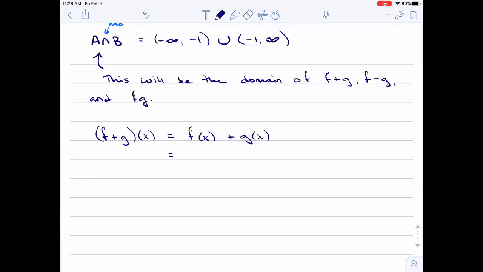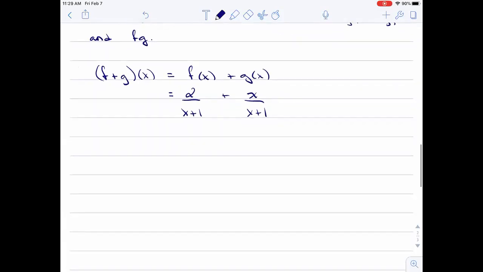Now we can just plug in our functions, which were 2 over x plus 1 plus x over x plus 1. Nice. I've got a common denominator. Don't need to deal with that. So now I've got 2 plus x over x plus 1. And I'm not going to put in any work. This is fine. I'm sure I could rearrange this some weird way and pull out something, but nah. Once you're here, good.